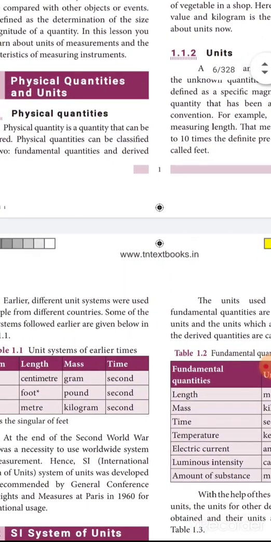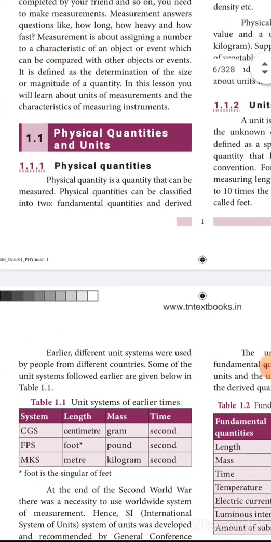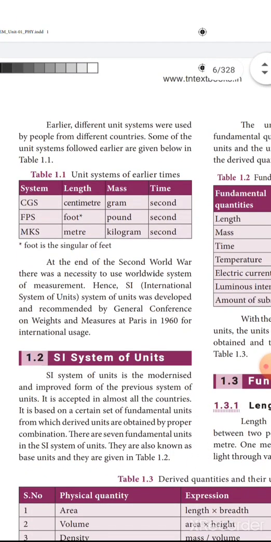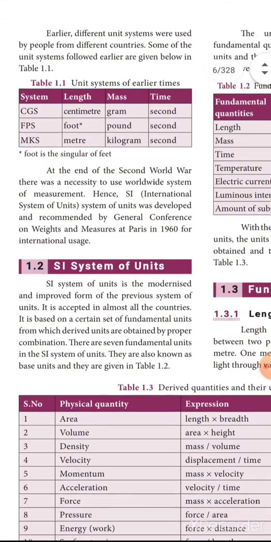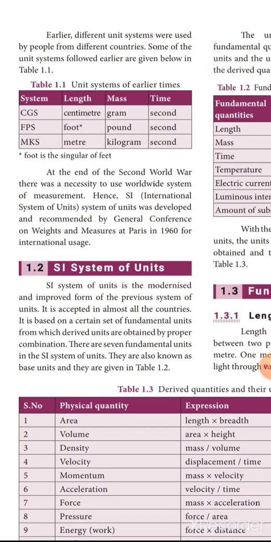Next, units. In earlier times, how many units did we follow? 3 units. What are they? Yes, CGS, FPS, MKS. These units were followed in earlier times. Okay, then the expansion of SI system. Yes, that is the International System of Units.